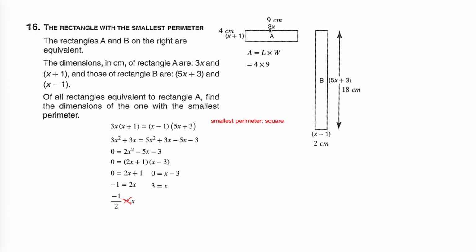The area of this rectangle, length times width, is 4 times 9 is 36. The area of this rectangle is also 36. So we're looking for a square whose area is 36. So I'm going to take the square root of that, which is just 6. So we're talking about a 6 by 6 rectangle, which is a square. We're talking about 6 by 6.